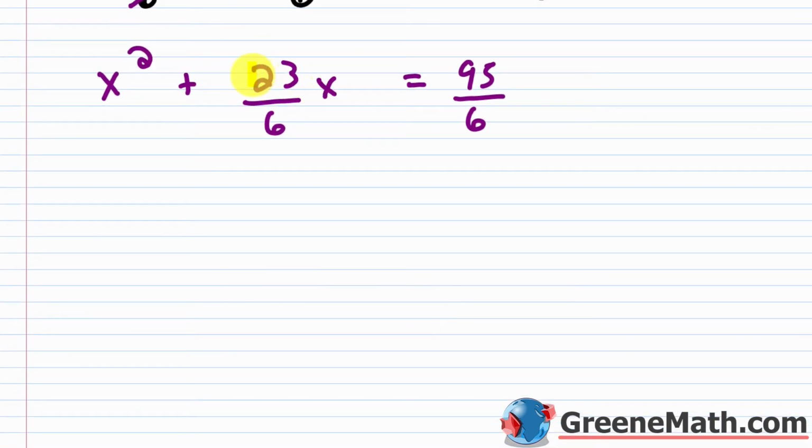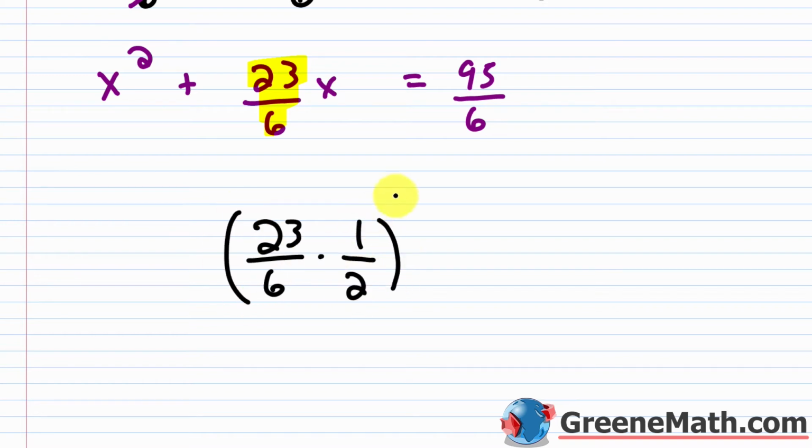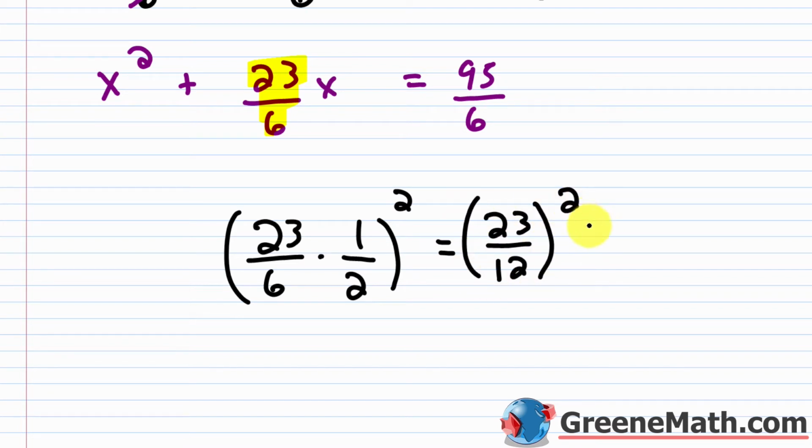All right, so what do I want to do now? I'm going to complete the square on the left side. So that 23/6 that I'm working with, I want to cut that in half. So multiply it by a half, square the result, okay? So you're going to end up with 23/12. You're going to square that. We know that 12 squared is 144. That's easy. But does anybody know what 23 squared is? Well, it happens to be 529, okay?